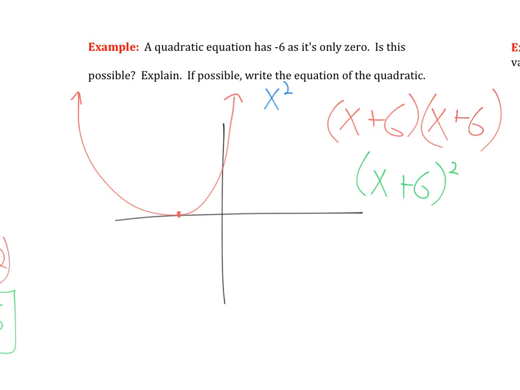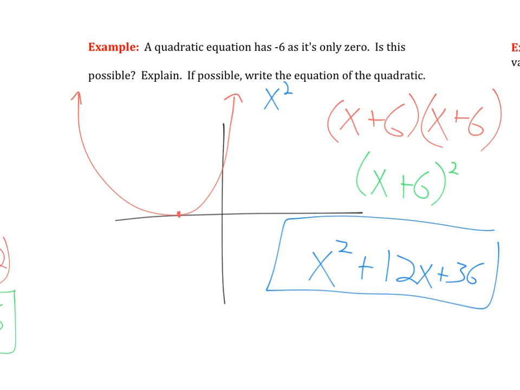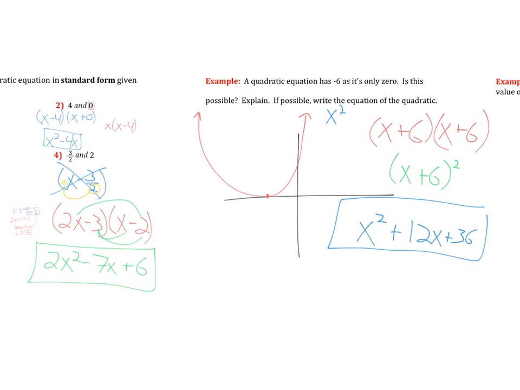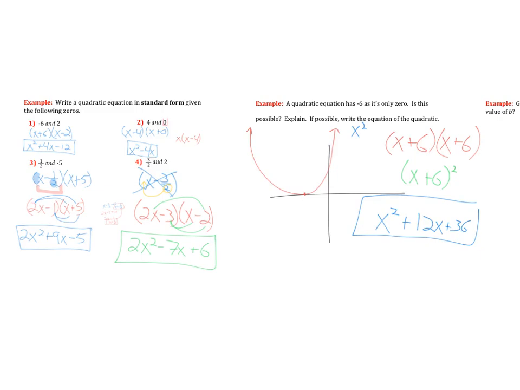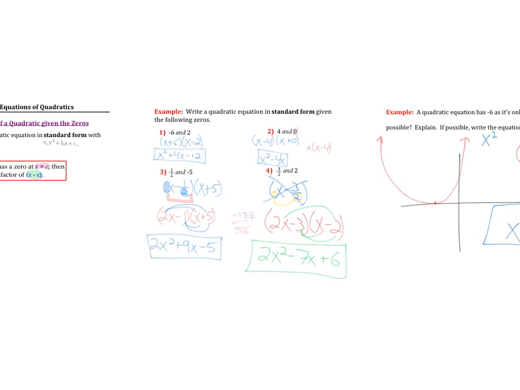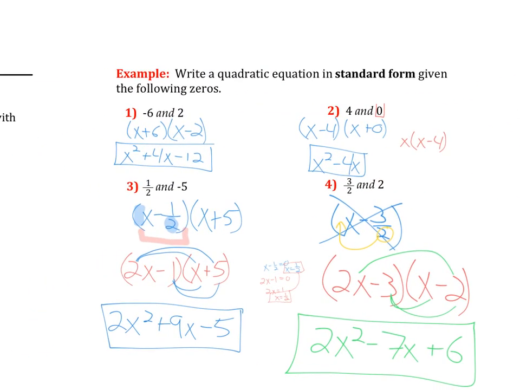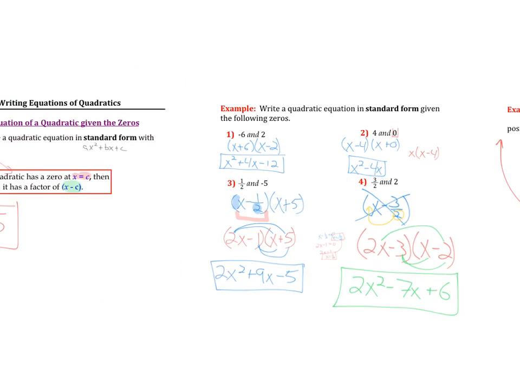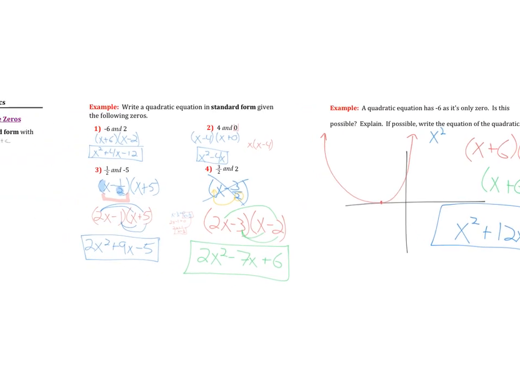Now, if we were to do this in standard form, we would just have to FOIL that thing out. You'd get x squared plus 12x plus 36. Now, one thing I should mention that I haven't really brought up yet is that when we're doing these values and we're writing all these equations out, all I need to have is just the x-intercepts to create the factors, right? That's all I need, and that's all we've been using this entire time.